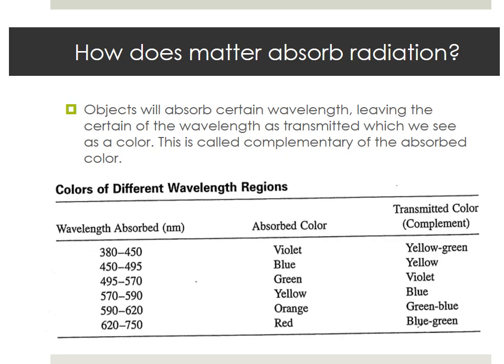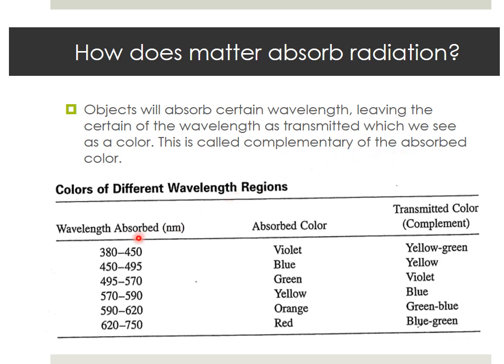How does matter absorb radiation? Objects will absorb certain wavelengths, leaving the certain other wavelengths as transmitted, which we see as a color. This is called the complementary of the absorbed color. So the objects will absorb some of the wavelengths. For example, white light consists of 7 colors and has a wavelength range from 380 nanometer to 780 nanometer.